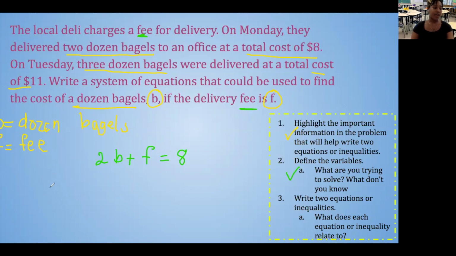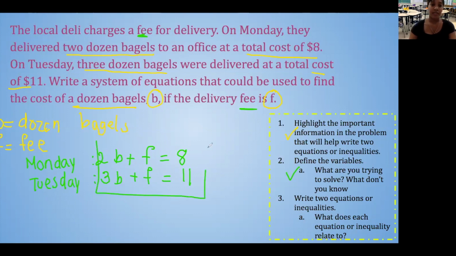And then we have 3 dozen bagels plus the fee delivered for a total cost of $11. So these things are related to how much it costs on Monday and how much it costs on Tuesday. But here we have it. This is our system. All right, take a second, get that down.